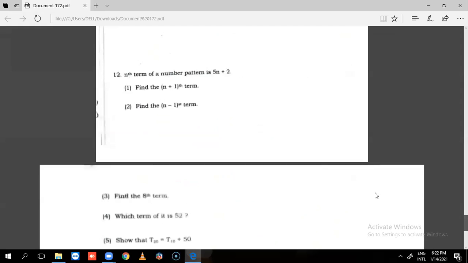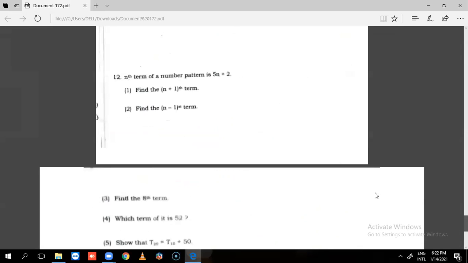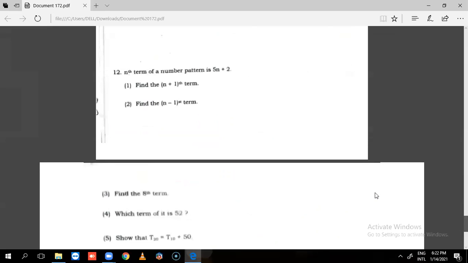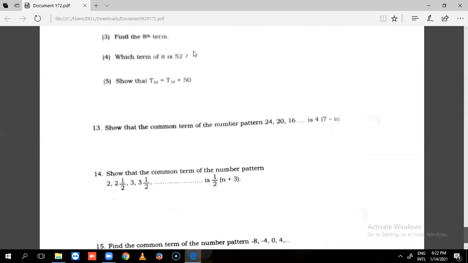Find the eighth term. We have to find the 8th term of 5n plus 2.